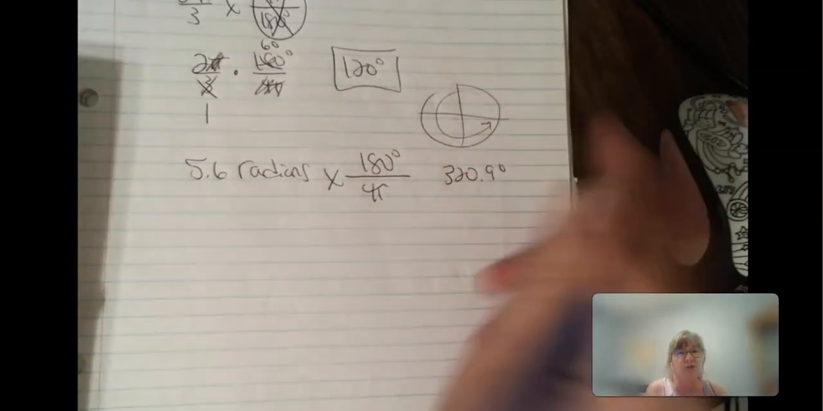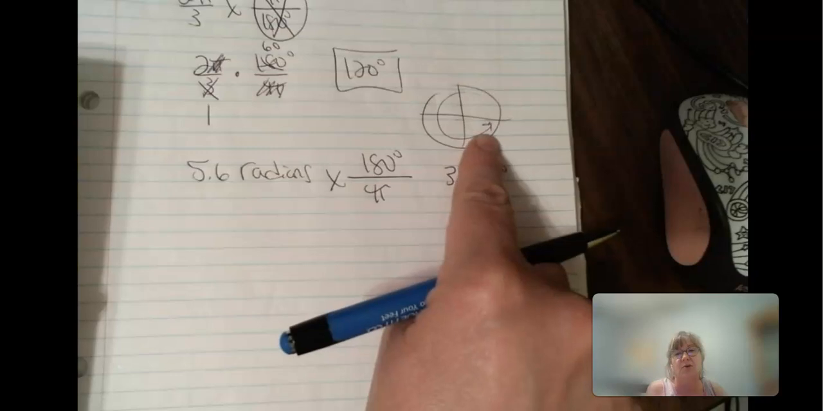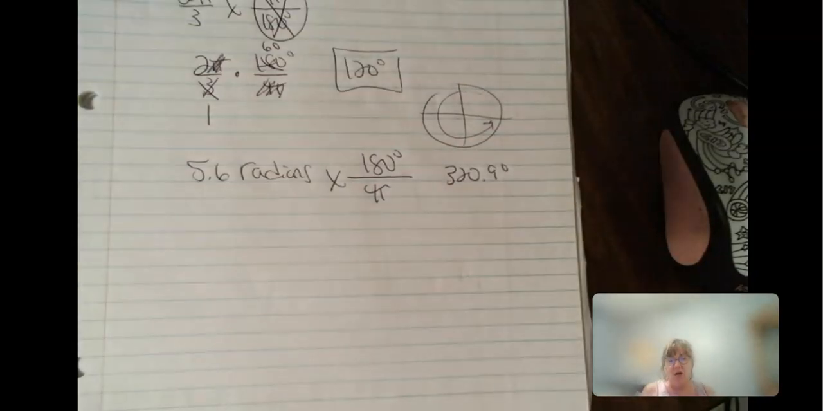320.9 degrees. And that makes sense because I know it's about 6-ish radians to get there. So, that seems to make sense. All right.